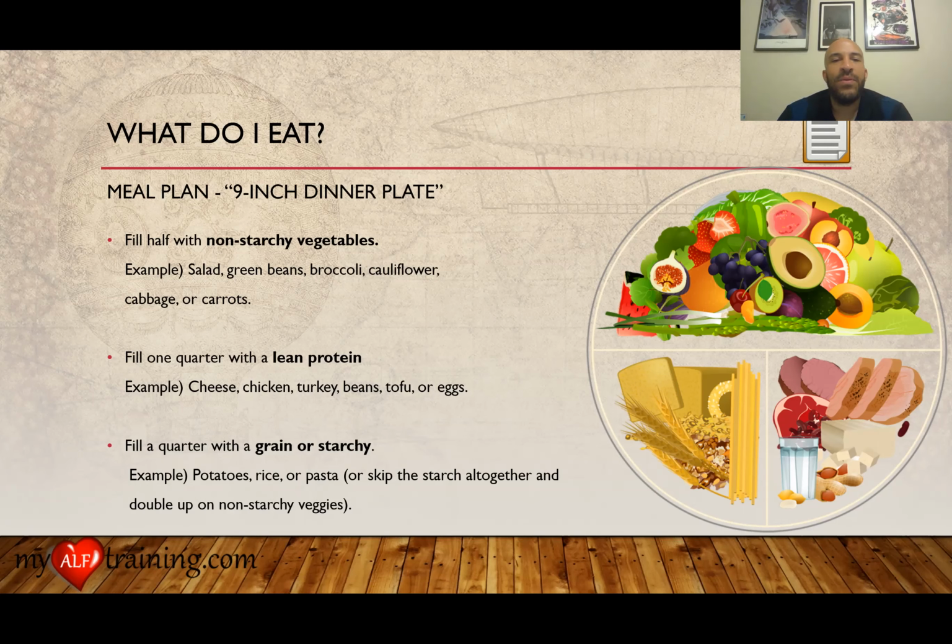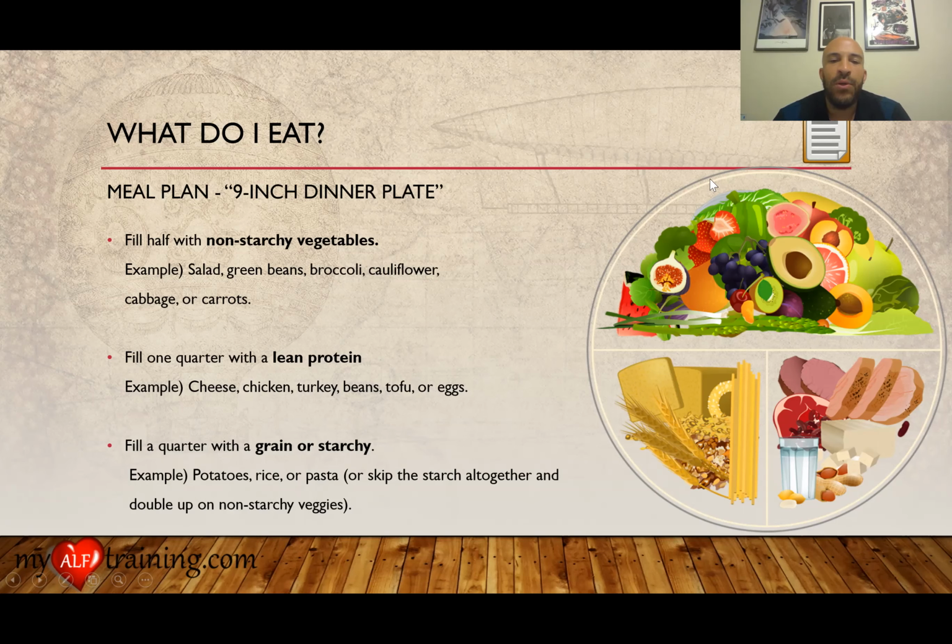A lot of the time, if you see a patient's plate, they'll only have one portion of greens on the plate, and then the other half will be the meat, and then a starchy vegetable like mashed potatoes, or a side dish like beans. But the way their plate is supposed to look, it's supposed to be 2 sides of veggies, and 1/4 with lean protein. Some examples of lean protein would be cheese, chicken, turkey, beans, tofu, or eggs.